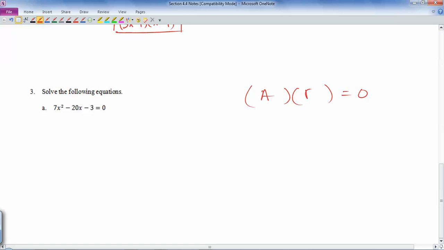And then whatever this is, a times b equals 0, either a is 0 or b is 0, or they're both 0. So then you set each one equal to 0 and you solve them. So in this case, well, we've got this ugly thing here, and maybe you can factor it by hand, but if you can't, go to this method.